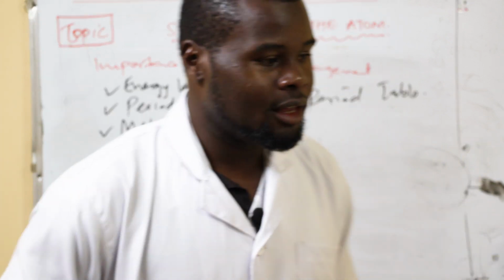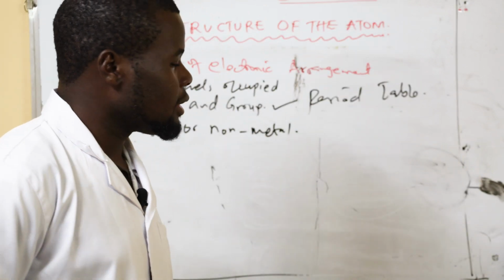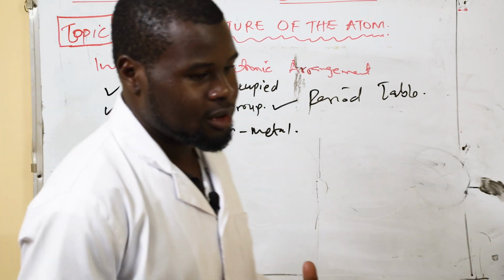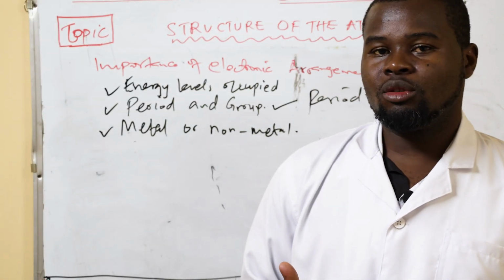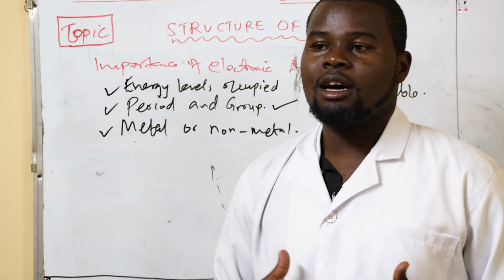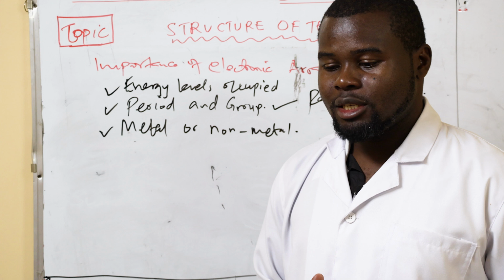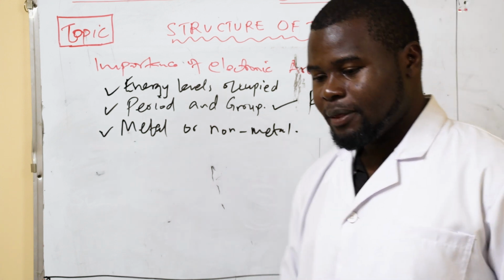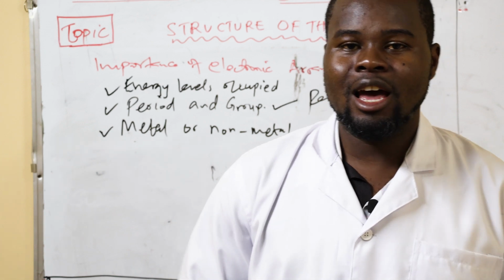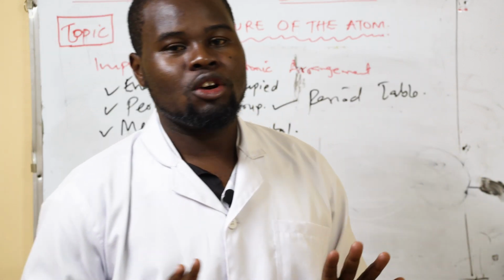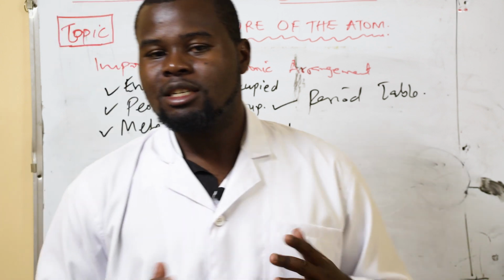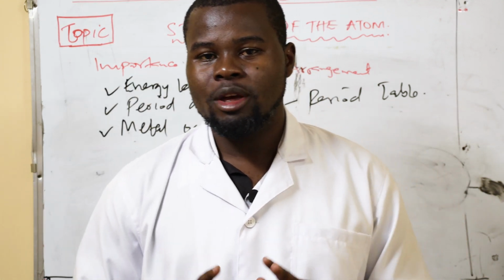So that is basically all I had for today. And in summary, we've just talked about the structure of an atom. And when we talk about the structure of an atom, you need to know how to define an atom by saying that an atom is just the smallest particle of an element which can take part in a chemical reaction. Then you ask yourself, what is then an element? An element is simply a pure substance that cannot be split by chemical means.